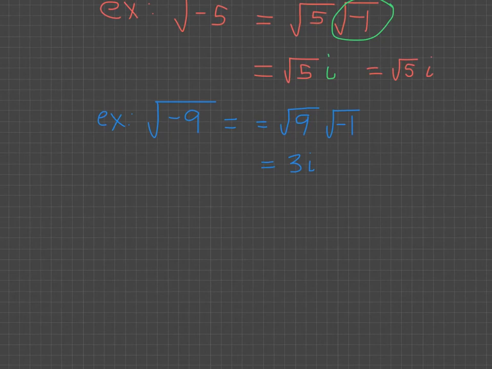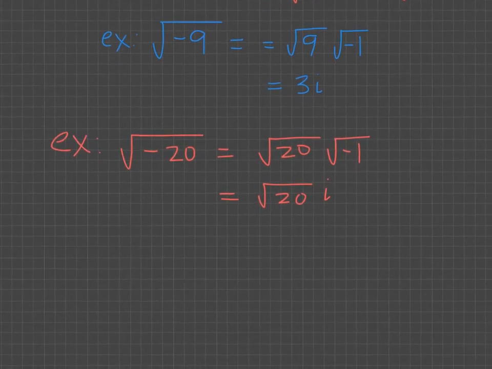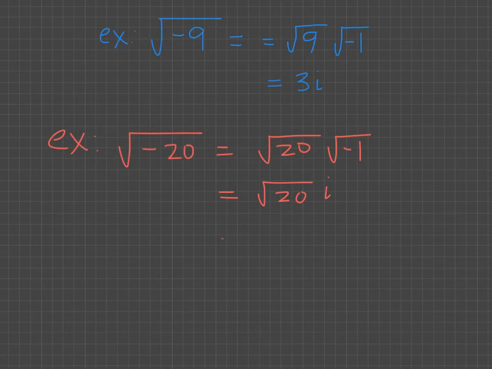All right, let's look at another example. Let's say we have the square root of negative 20. Okay, well, let's think about how we can factor that. So we can factor that as the square root of 20 times the square root of negative 1. We can replace the square root of negative 1 with i. And then also we want to simplify that square root of 20, so we can write that as 4 times 5.